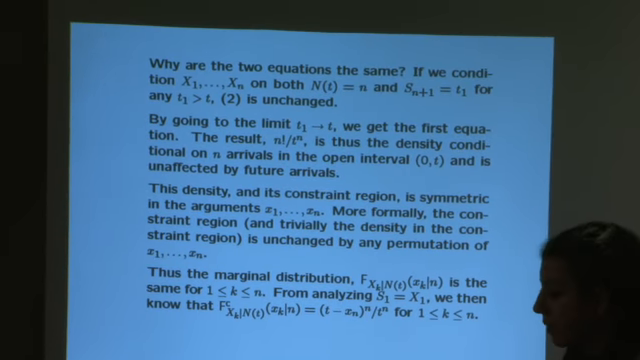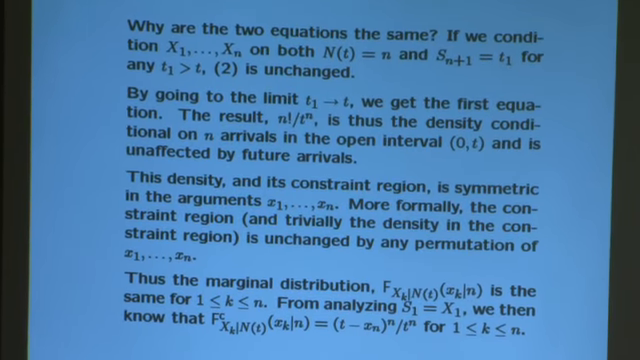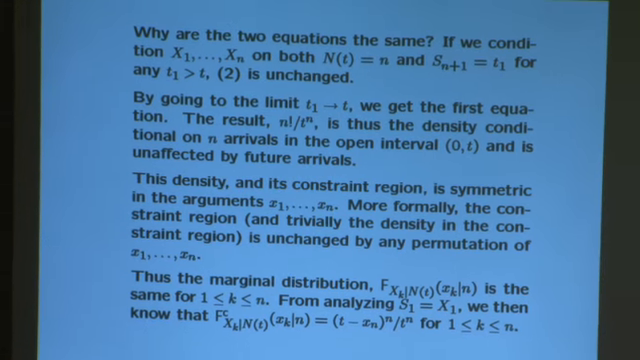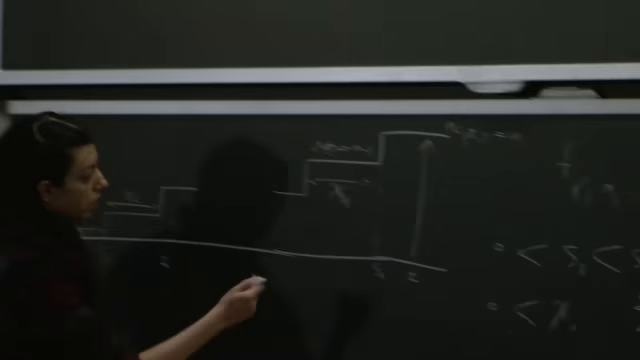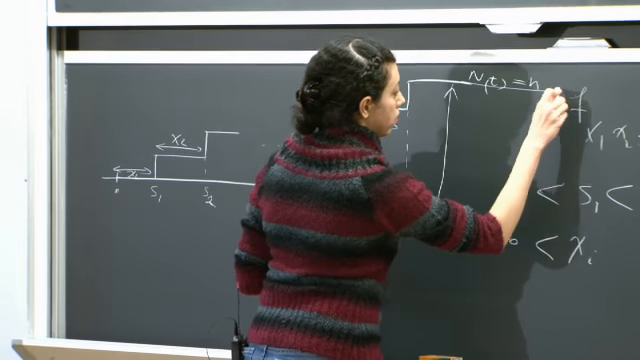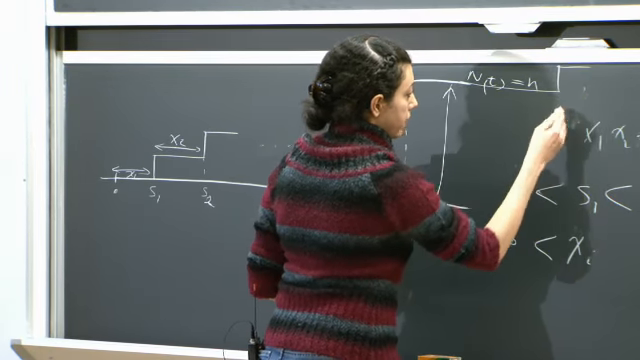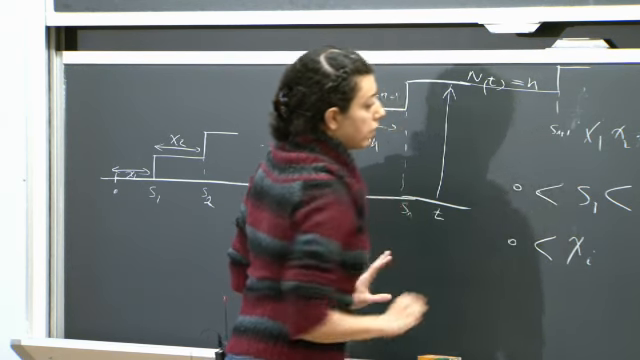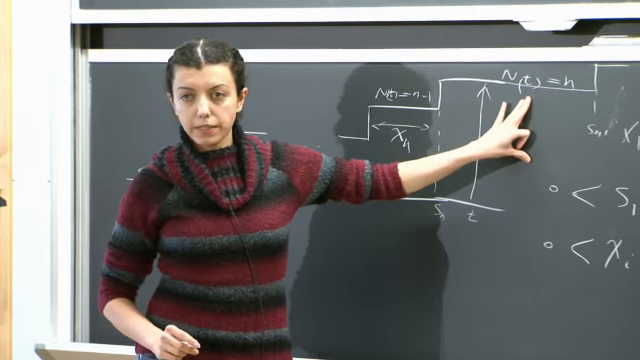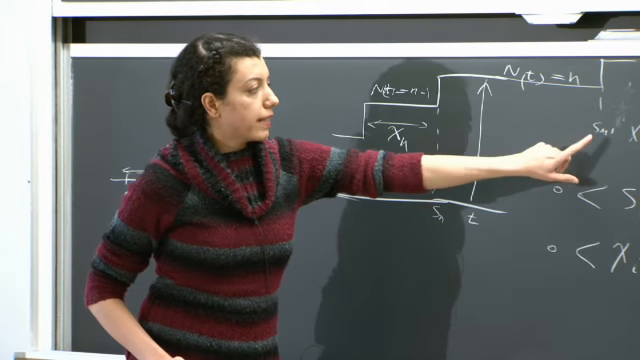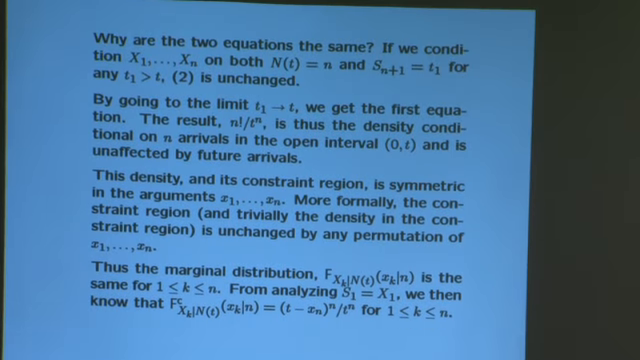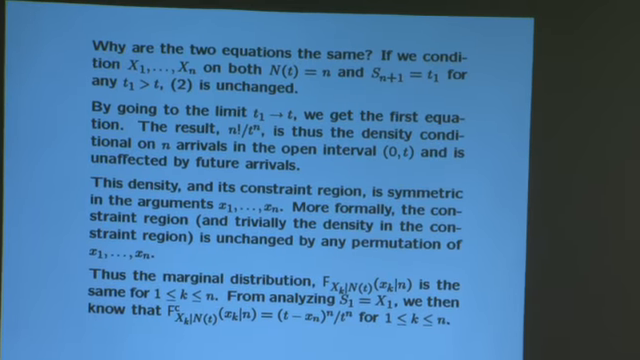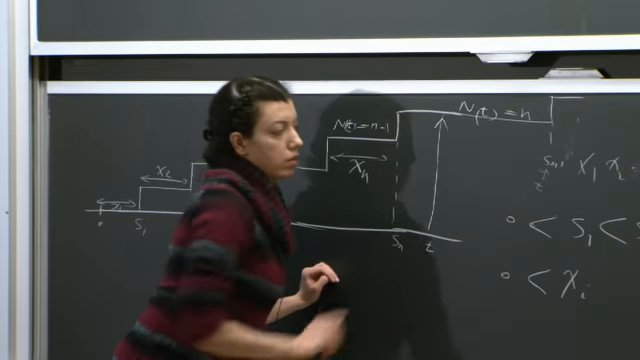So if we look at the limit, and again looking at this figure, you see that this corresponds to S_{n+1}, and you see that S_{n+1} is bigger than t. So if we take the limit and take t1 going to t, these two distributions are going to be the same. So T1 corresponds to S_{n+1}.